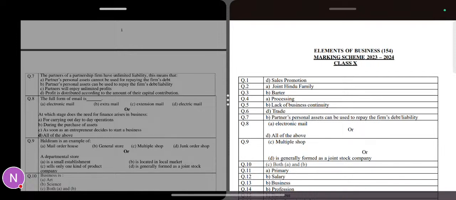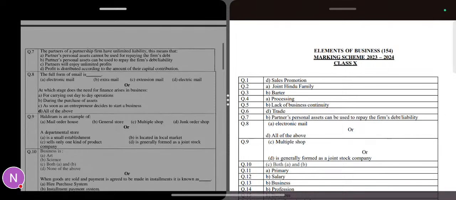Electronic mail. Next question they asked: at which stage does the need for finance arise in business? For carrying out day-to-day operations, during the purchase of assets, as soon as the entrepreneur decides to start a business, or all of the above? So it is option D, all of the above.